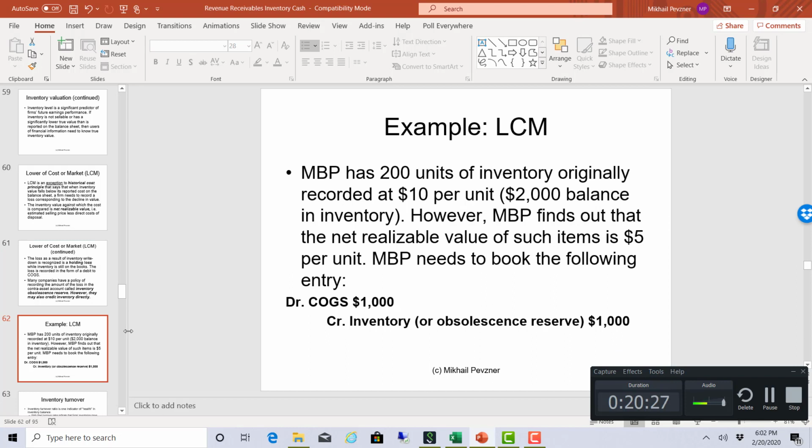So MVP has 200 units of inventory, originally recorded at $10 per unit, which is $2,000 on the balance sheet. Now the value goes down, and the net realizable value is $5 per unit, so its total value is $1,000. You need to reduce the balance sheet value from $2,000 to $1,000, so you recognize a loss. You can simply charge it to cost of goods sold: debit cost of goods sold, credit inventory or an obsolescence reserve, $1,000.